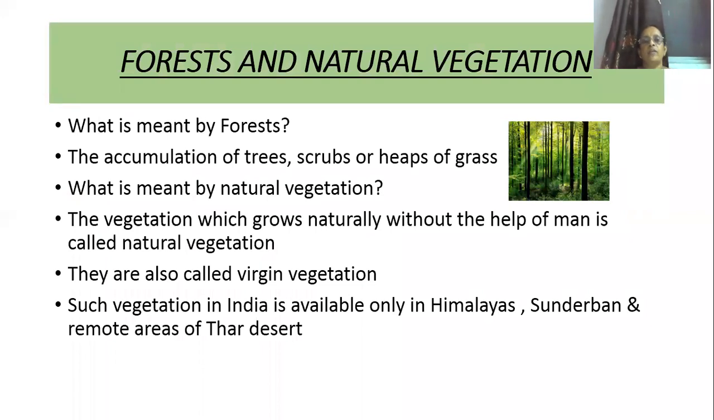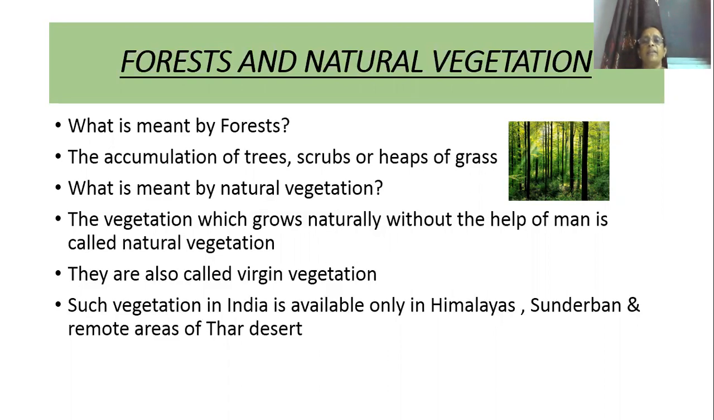What is meant by forest? The accumulation of trees, scrubs or heaps of grass is called forest. Accumulation means a collection or gathering of trees. Trees means woody plants having a single stem and many branches. Scrubs means small plants, and short grasses are there. A collection of grass is called a heap of grass. So what is meant by forest? The accumulation or collection of trees, scrubs or heaps of grass.